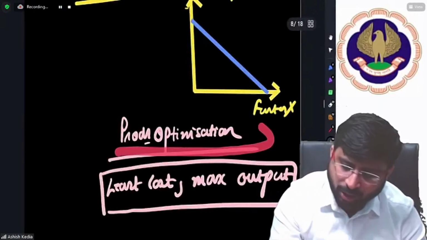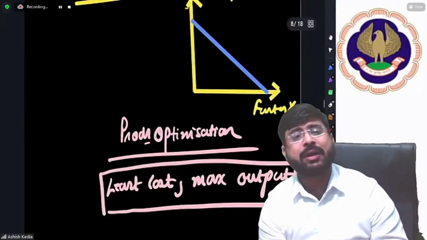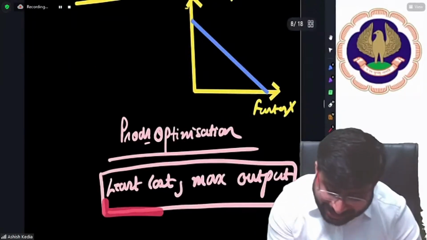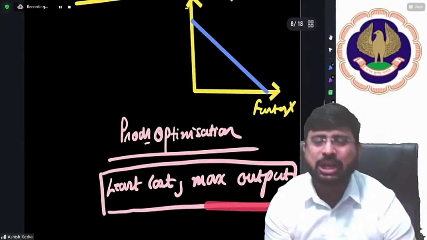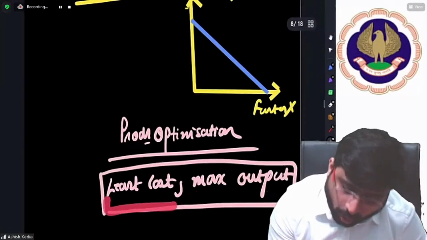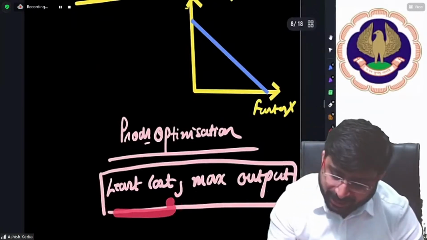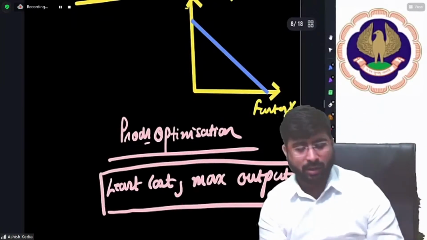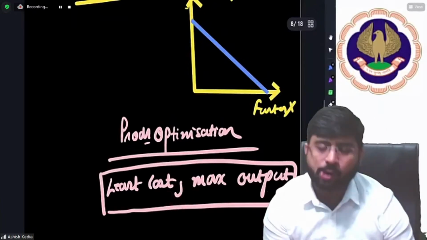And when is production optimized? Production optimization is happening when at least cost maximum output can be produced. कम से कम कॉस्ट में ज्यादा से ज्यादा आउटपुट प्रोड्यूस हो पाए.